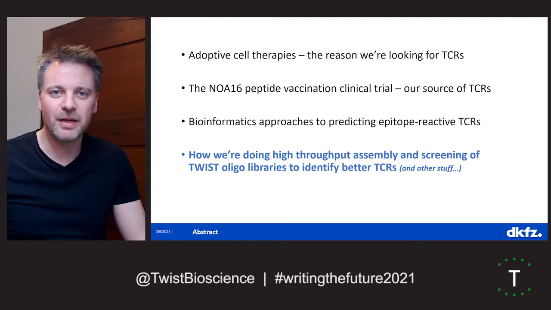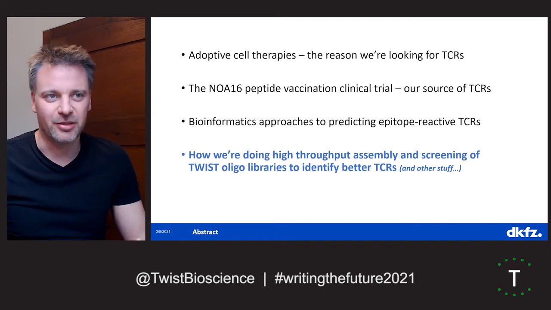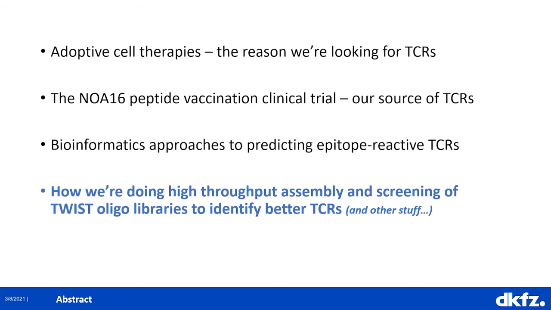I'm going to tell you a little bit, hopefully without too much repetition, about adoptive cell therapies, the reason why we're looking for these TCRs, these T-cell receptors. Then I'll touch very briefly on aspects of the clinical trial, and this is our source of TCRs. And I understand that you've probably heard already from Neogene in one of the previous talks, so you've probably heard a lot of synthetic immunology.